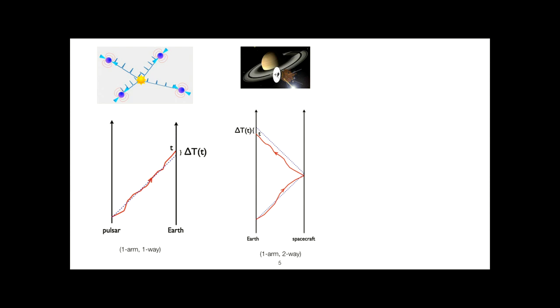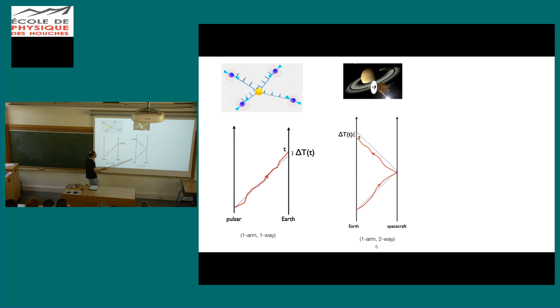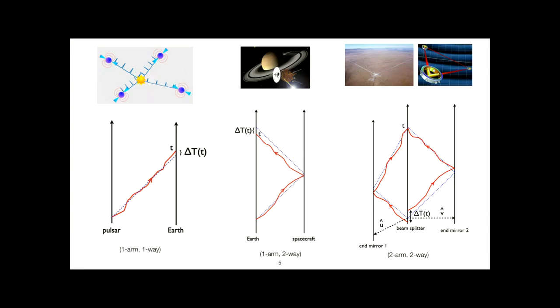Okay, so for spacecraft Doppler tracking, we've got the Earth here, its world line, a spacecraft, say, out near Saturn, and we send a pulse of radiation, say, radio waves again, from Earth to the spacecraft. That pulse then gets transponded back to the Earth, okay, and relative to the nominal arrival time here, the pulse actually comes back a little bit earlier in this particular example. So there's a change in propagation time of the round trip pulse, okay? So this is an example of a one-arm, two-way detector, okay?